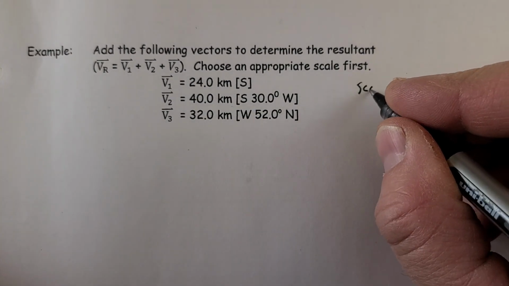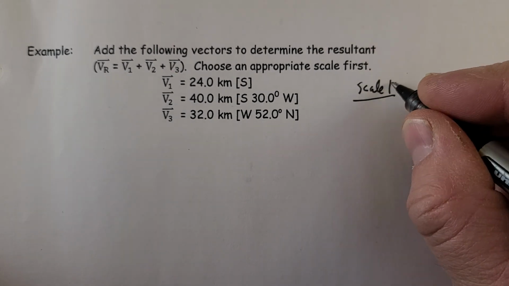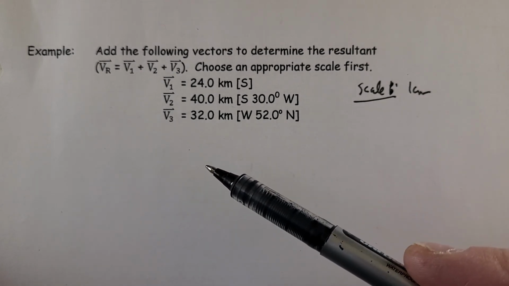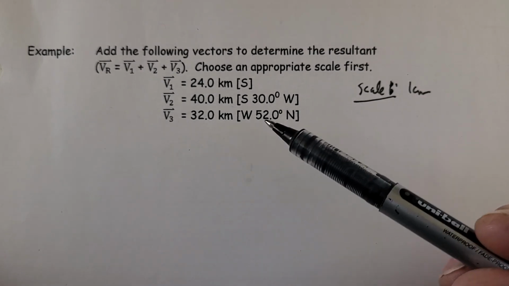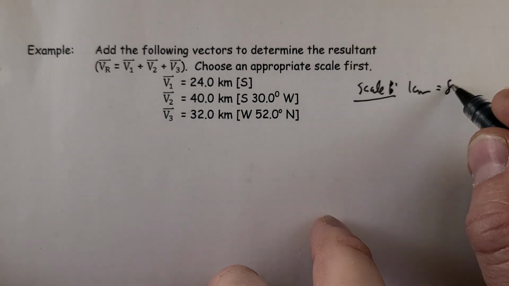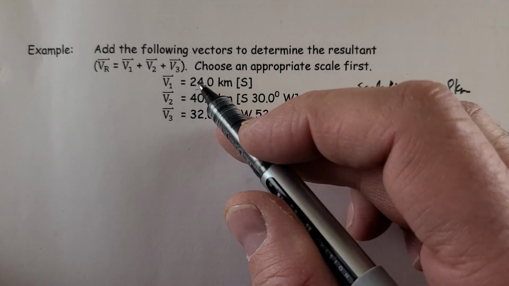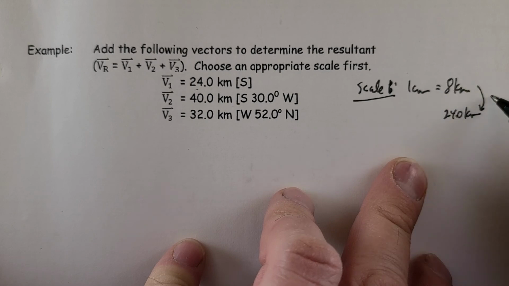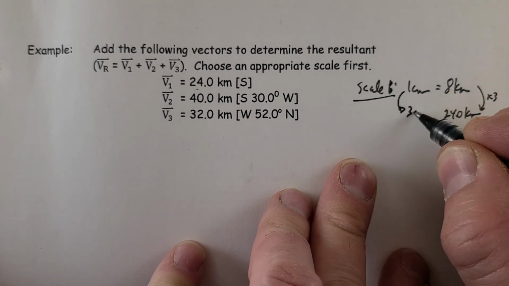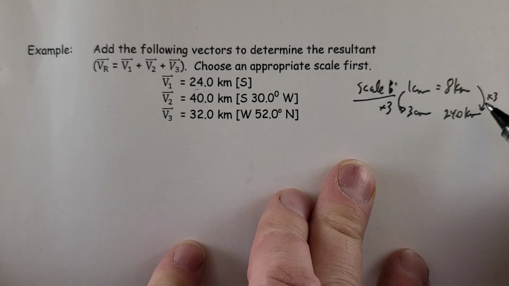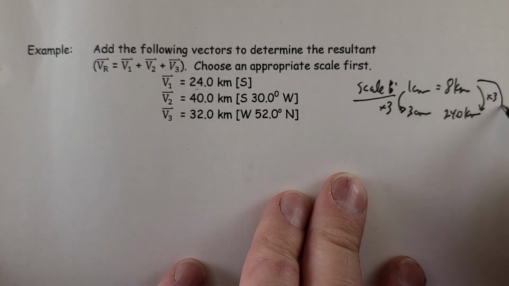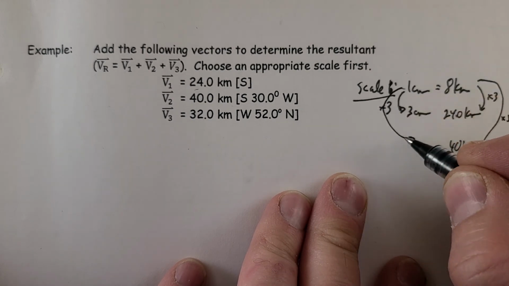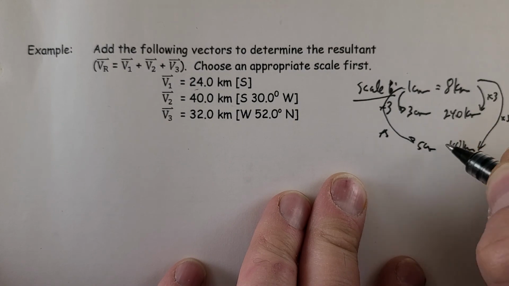So if I look over here, I'm going to have a scale that satisfies each. Scale 1 centimeter. All these numbers here are divisible by 8. So if 1 equals 8, then to draw something that's 24 kilometers, that's times 3, so I would make it 3 centimeters. If I was making the one that's 40 kilometers, that's times 5, so 5 centimeters would equal 40.